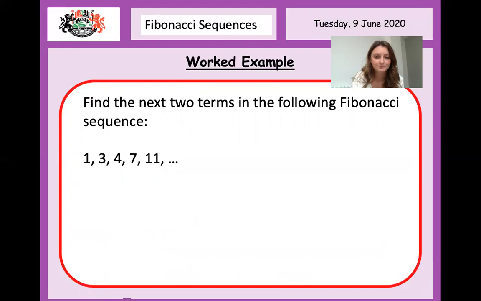One more example. Fibonacci sequences are just the same for every single one. The rule is the same. You're adding the 2 previous terms together to get the next one. So we've got 1 plus 3 gives us 4. 3 plus 4 gives us 7. 4 plus 7 gives us 11. 7 plus 11 gives us 18. 11 plus 18 gives us 29. So again, once you know the rule, it's pretty straightforward.